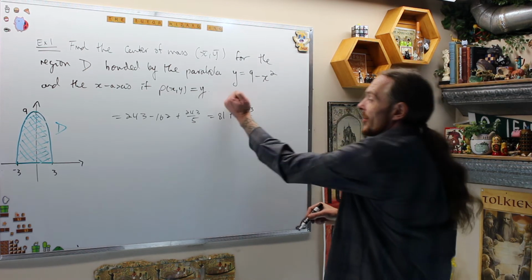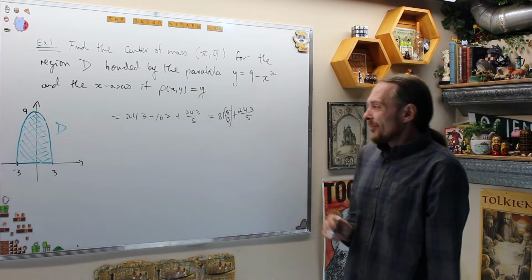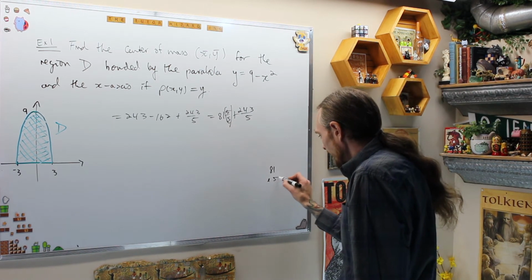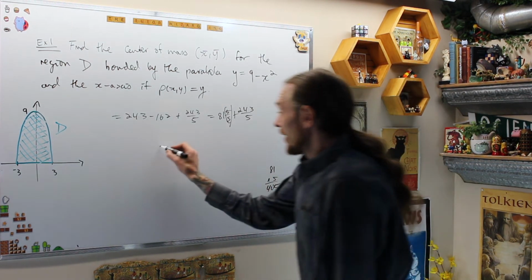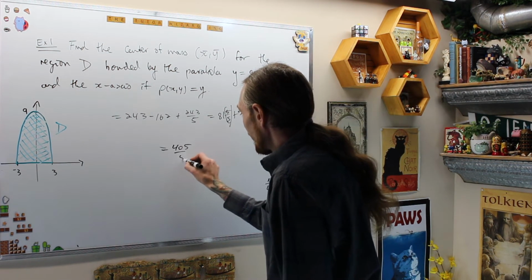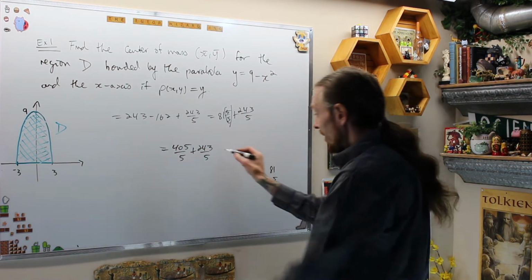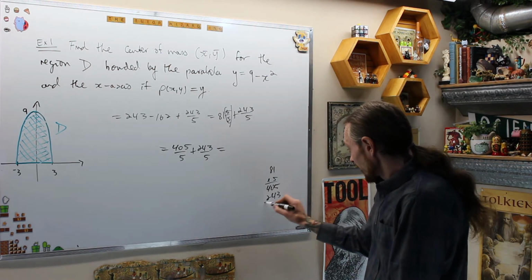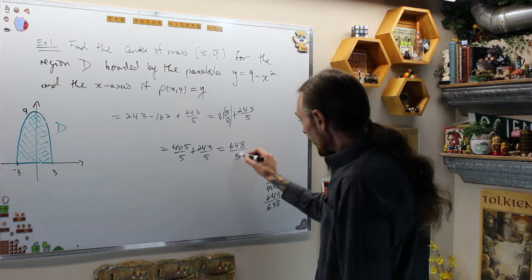I have to get a common denominator. Every time, it's my favorite dirty trick. I multiply one of the two by 1 in the form of 5 over 5. Now I've got 81 times 5. If you can't do it, you don't need your calculator. This is 5, and then I get 40, so I get 405. This is now 405 over 5 plus 243 over 5. The denominator is now the same. I can combine the top, which gives me 243, I get 8, I get 4, I get 6. So I've got 648 over 5.